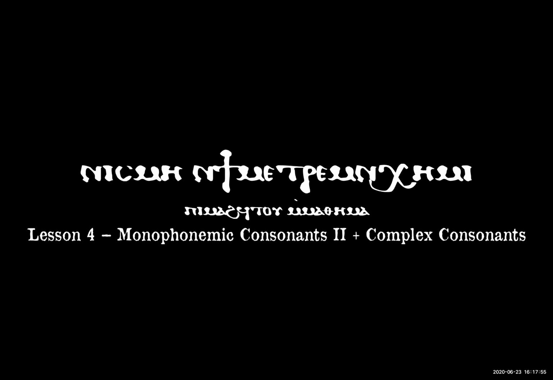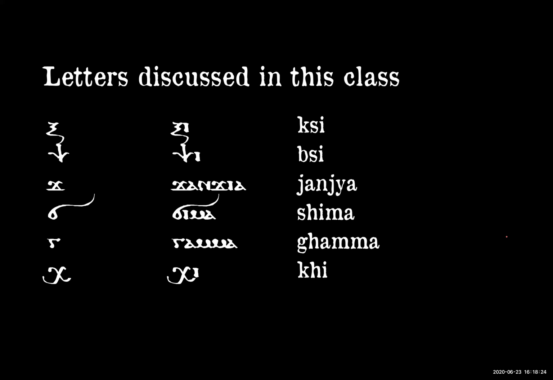So it's monophonemic consonants too, which if you remember, monophonemic means one sound. And then complex consonants, which I just use the word complex to mean multiple sounds. I'm unsure if polyphonemic is a word. So the letters we'll discuss are Xi, Psi, Janja, Shima, Rama, and Chi.